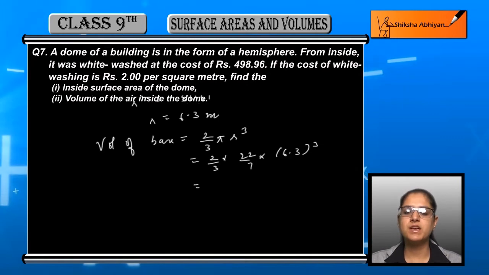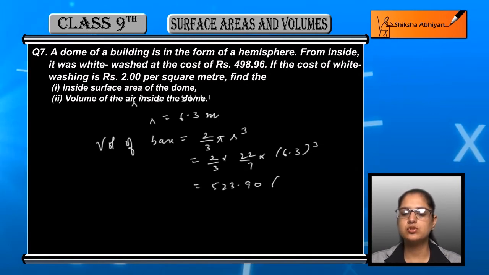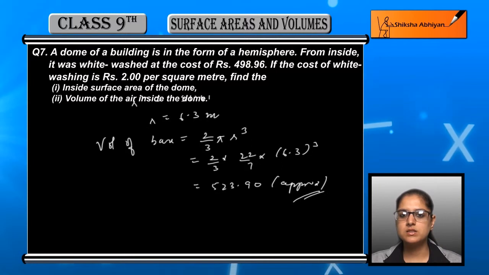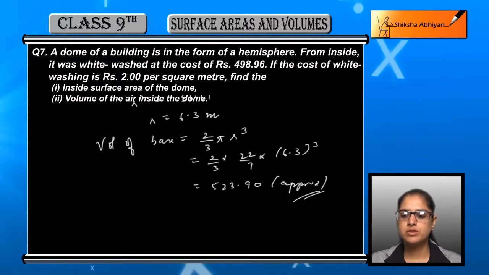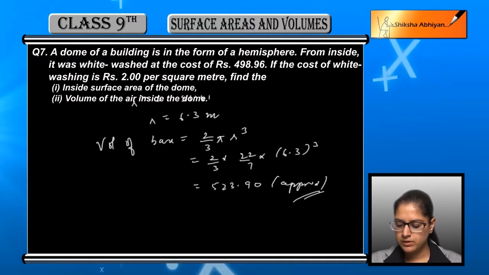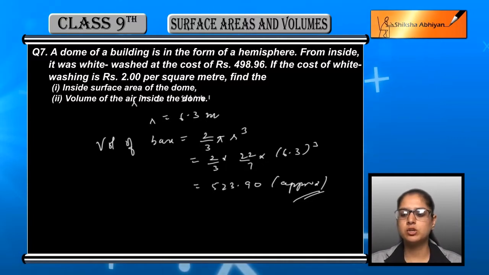नाउ द वॉल्यूम ऑफ बेस, अब वॉल्यूम का फॉर्मूला अगर हम लगाएं, इट इज 2/3 पाई आर क्यूब, दैट इज 2/3 इंटू 22/7 इंटू 6.3 होल क्यूब, which is ultimately equal to 523.90 meter cube approximately.